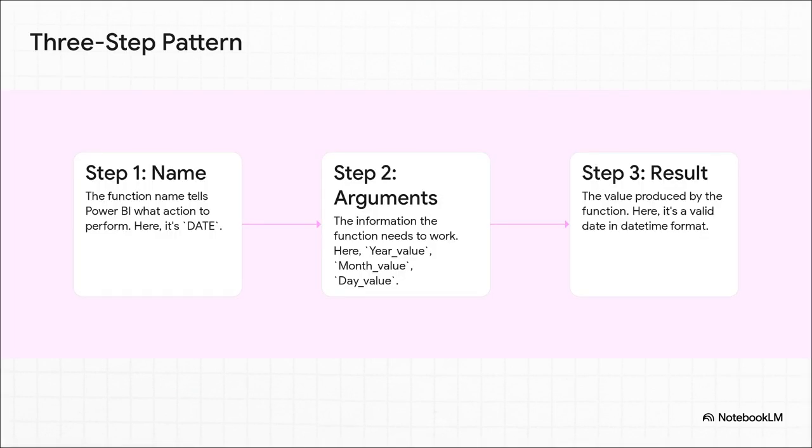Every single DAX function follows this same three-step recipe. First, you've got the function name. That's your command. It's what you want to do. In this case, date. Second, tucked inside the parentheses, you have the arguments. This is the info the function needs to do its job. For a date function, it needs a year, a month, and a day. And finally, you get the result, what the function spits out at the end. Here, a perfectly formatted date. That's it. A name, some ingredients, and a result.